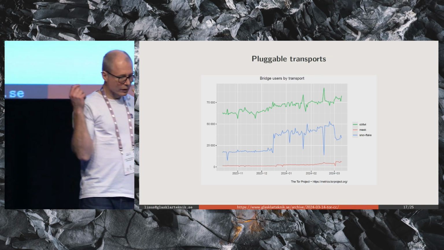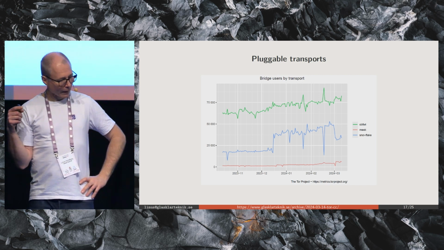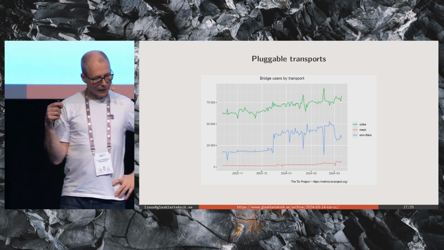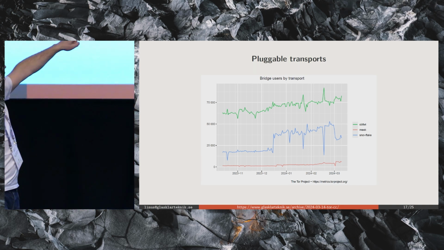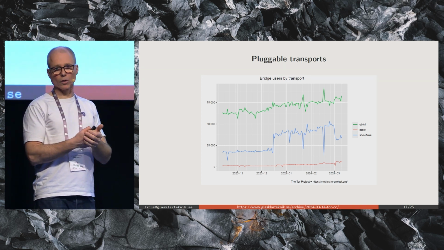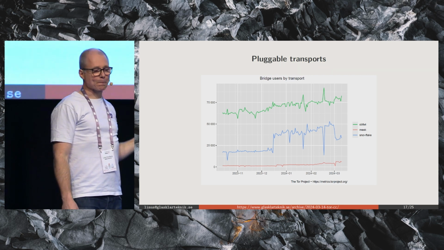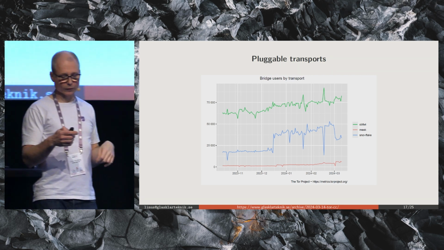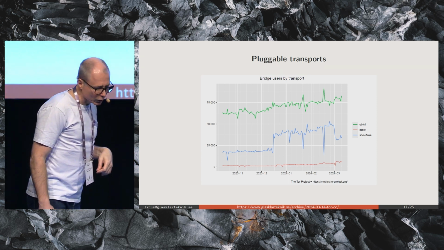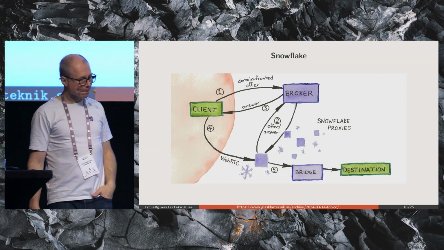So today we have about 80,000 daily users using OBFS4, about 35,000 on Snowflake, and the drop there is actually Fastly. Snowflake depends on domain fronting, and that is when Fastly stopped supporting domain fronting. And then we have Meek at a low, somewhere around 10,000 maybe a day.